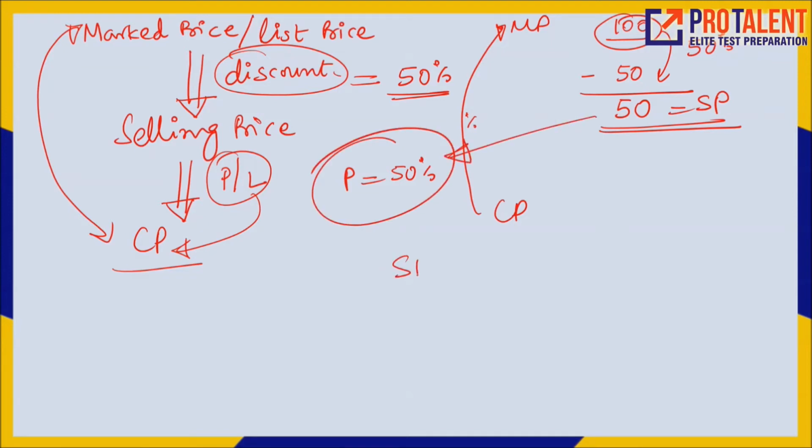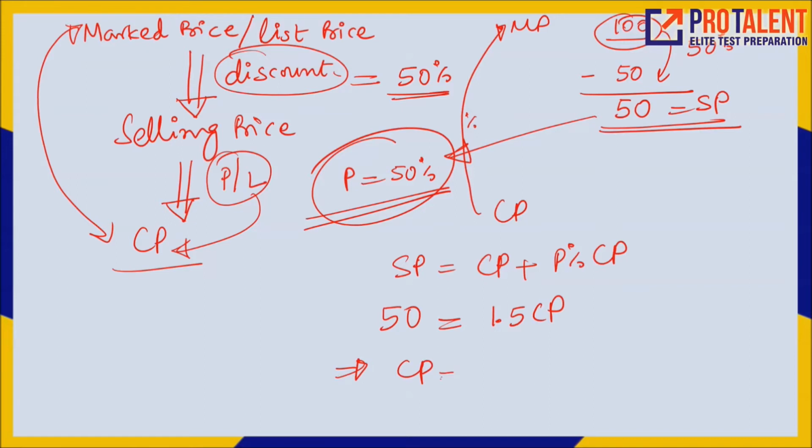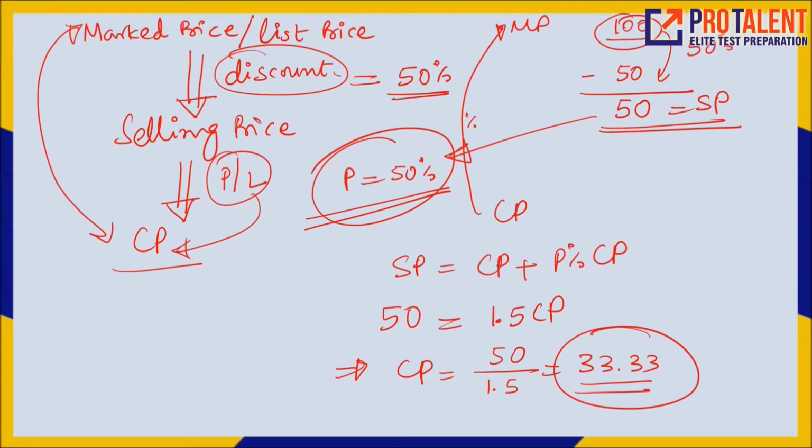So that means selling price is equal to cost price plus profit percent of CP. अपने केस में 50% profit था, so it will be written as 1.5 of CP is equal to your SP, and SP is equal to 50. So CP would be 50 upon 1.5. So that is nothing but 33.33 rupees.